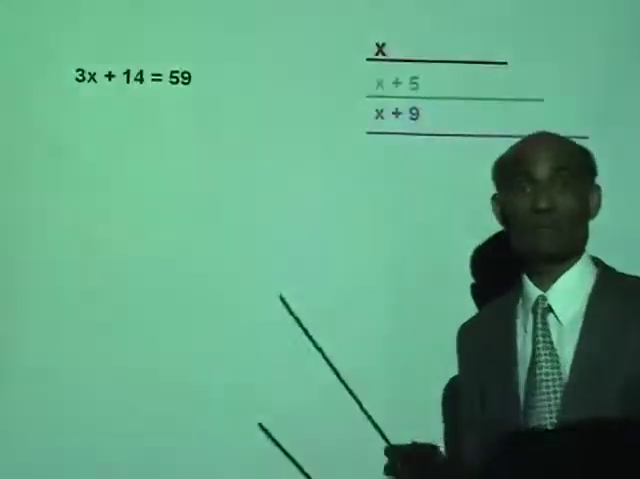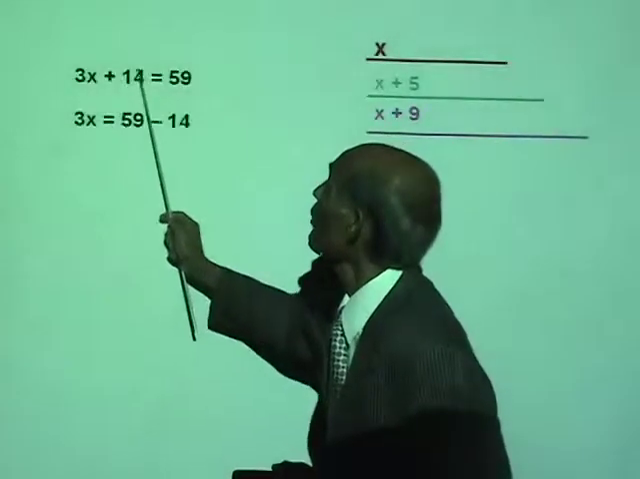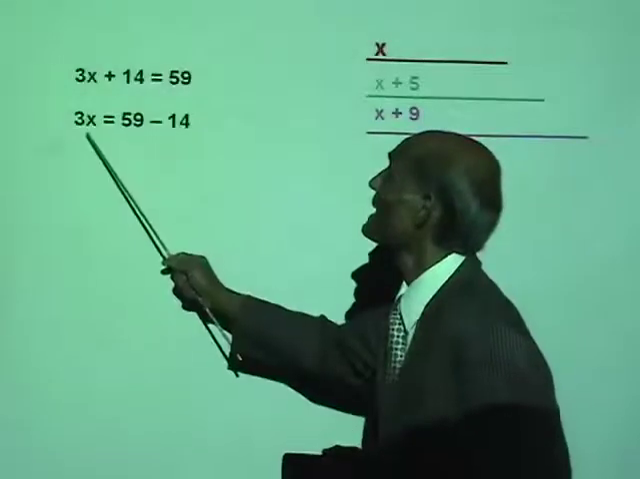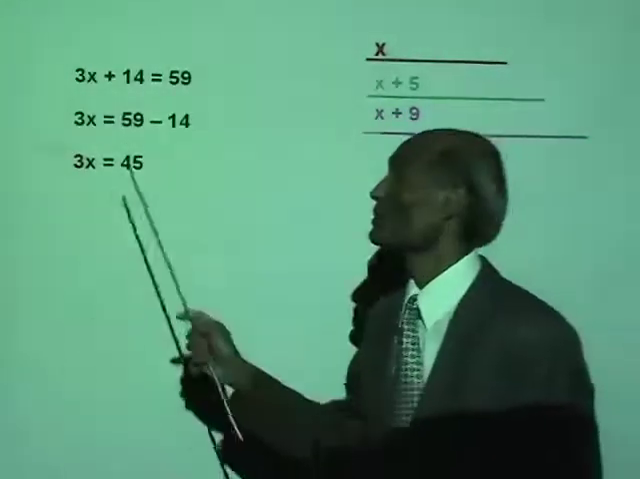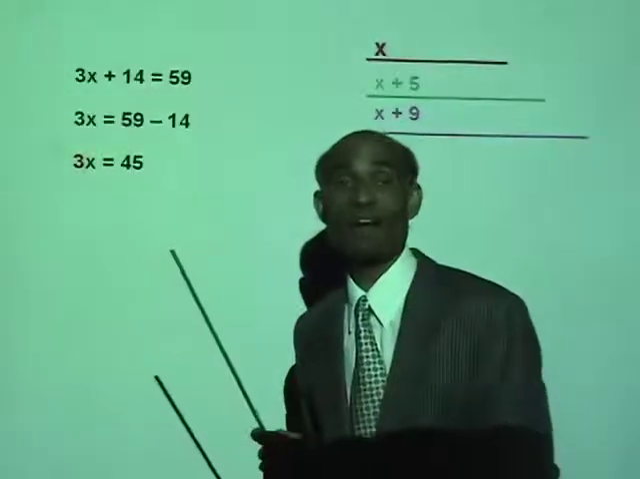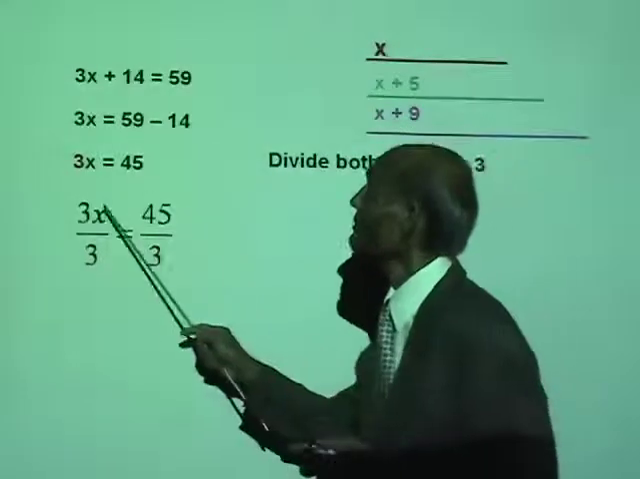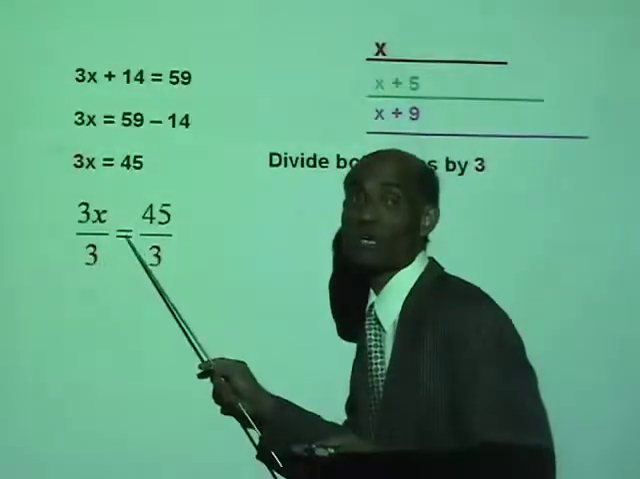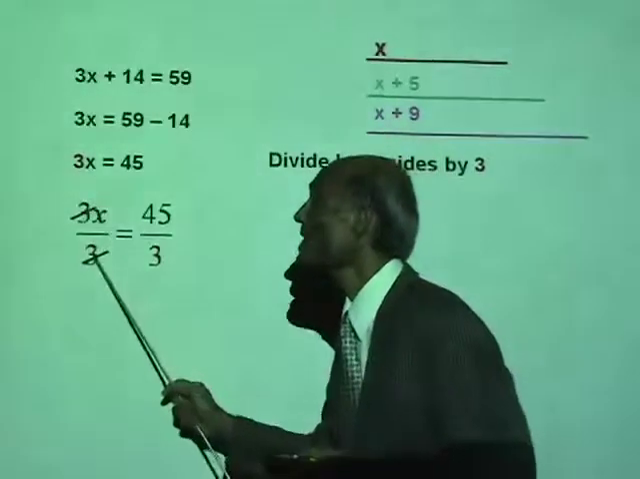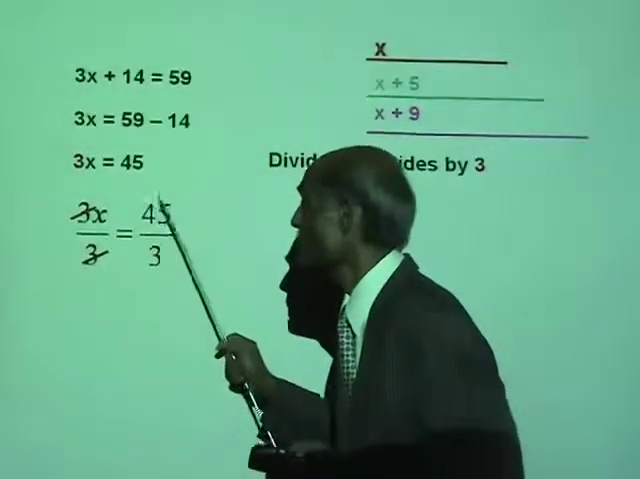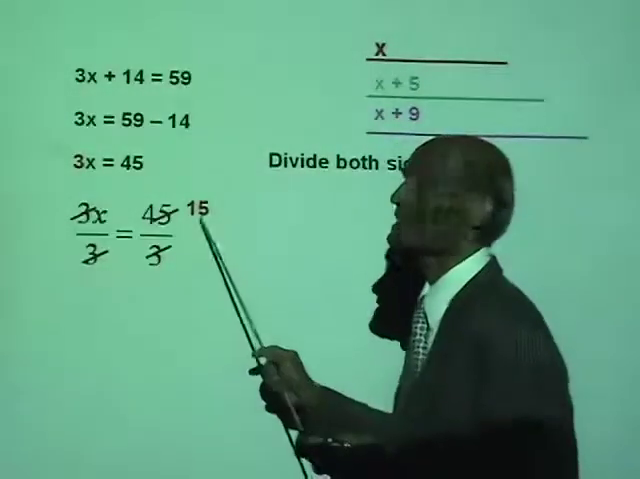Let's go to the next slide. How do we solve it? Move the 14 to the right. 3x equal to 59 minus 14. 3x equal to 45. Divide both sides by 3. We get 3x divided by 3 equal to 45 divided by 3. On the left, the 3's will cancel. Tell me, what is 45 divided by 3?